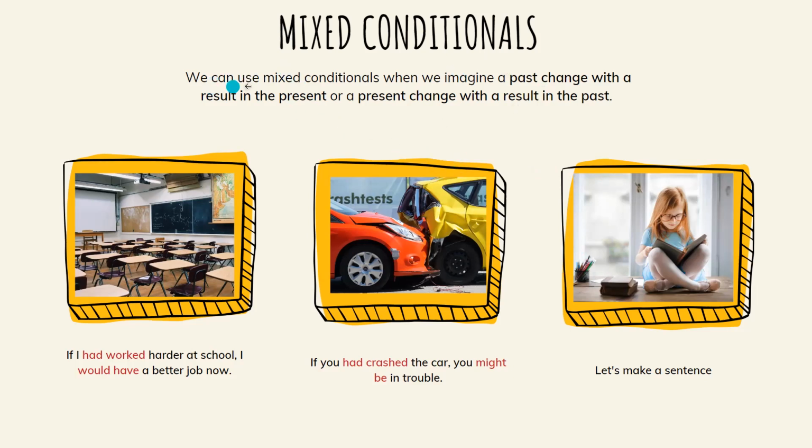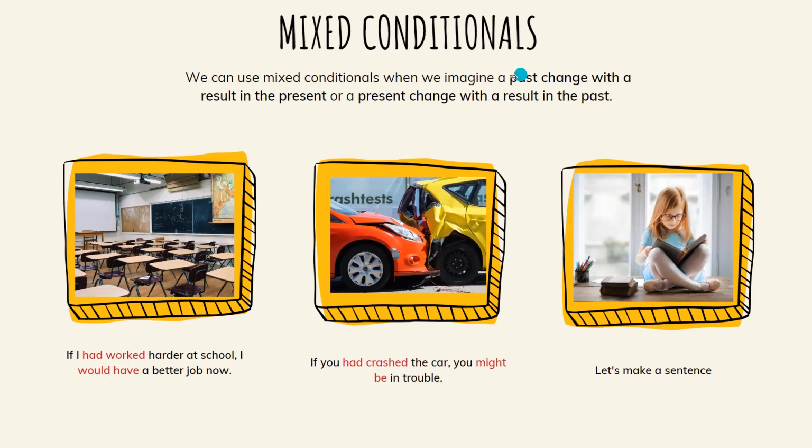Mixed conditionals. We can use mixed conditionals when we imagine a past change with a result in the present, or a present change with a result in the past. I know, guys, a lot of you are now thinking, what is this guy talking about? You're just confused. You might be asking yourself, why did I start learning English? It might seem a bit difficult, but don't worry, guys. It's easy peasy. Just try to understand the function.